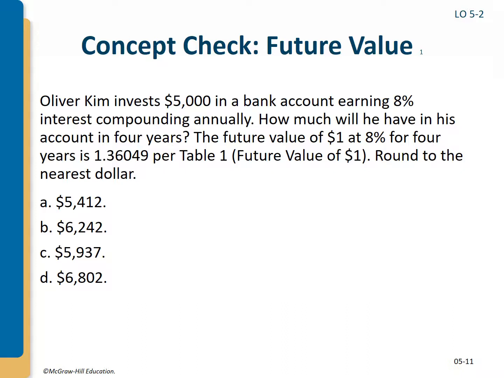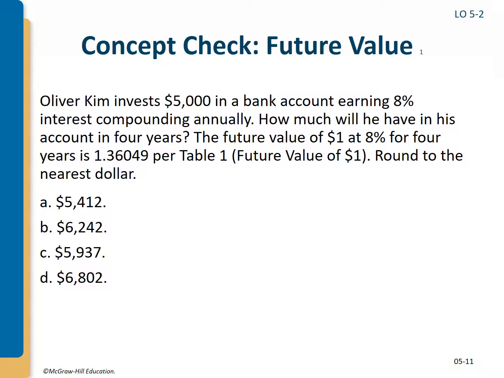Oliver Kim invests $5,000 in a bank account, earning 8% interest compounded annually. How much will he have in his account in 4 years? Now they tell us the future value of $1 at 8% for 4 years is this much. So first you have to think to yourself, what am I trying to find out here? Oh, I'm trying to find out future value. How much is this $5,000 that I'm putting away today going to be in the account? How much is going to be in there at the end of 4 years?